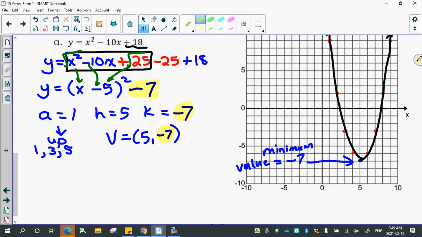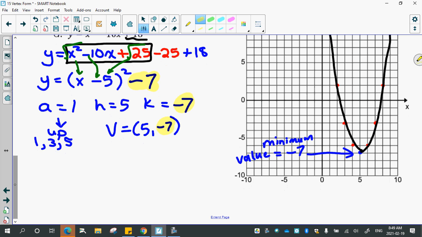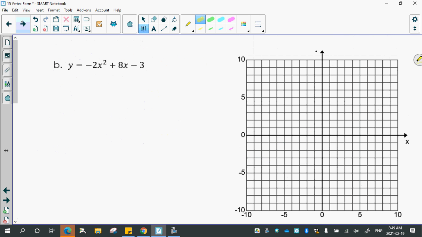Great. Y equals negative 2x squared plus 8x minus 3. Okay, so remember for vertex form that it looks like this. The A is out front. And for us, the A value is negative 2. Does everyone see that? It's also in standard form. The A value is negative 2.